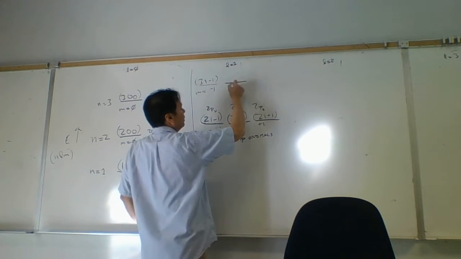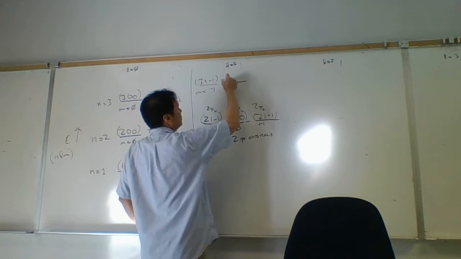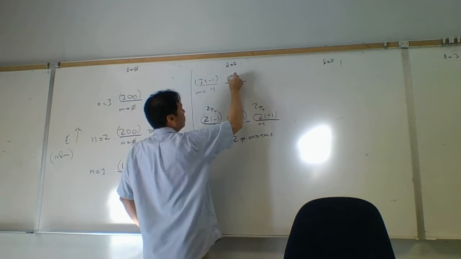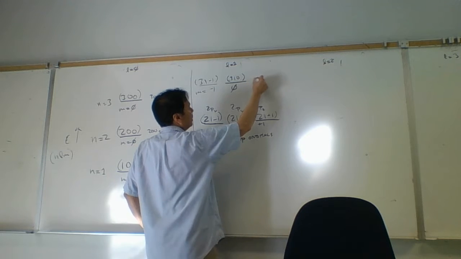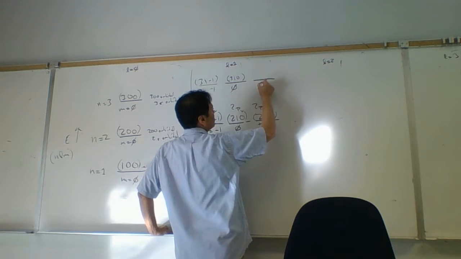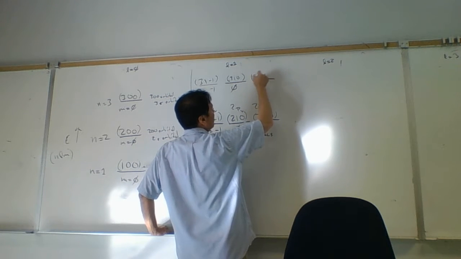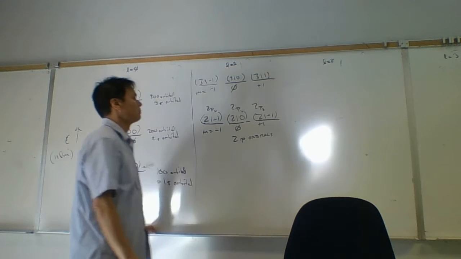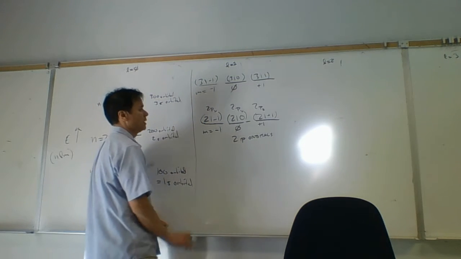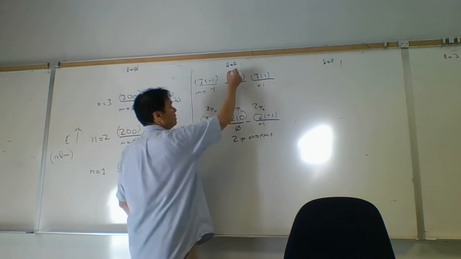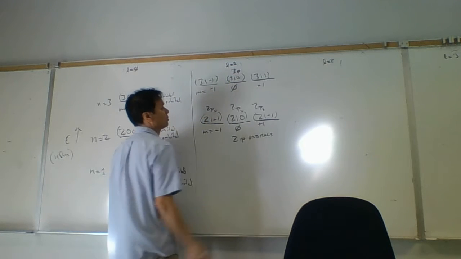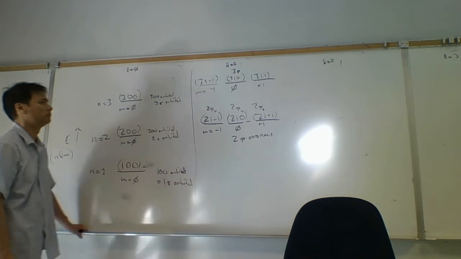And then m can be 0. So this will be 3, 1, 0. And m can be a plus 1. So this will be a 3, 1, 1. And so again, this could be the 3px, 3py, 3pz. These 3 orbitals are called the 3p orbitals here.